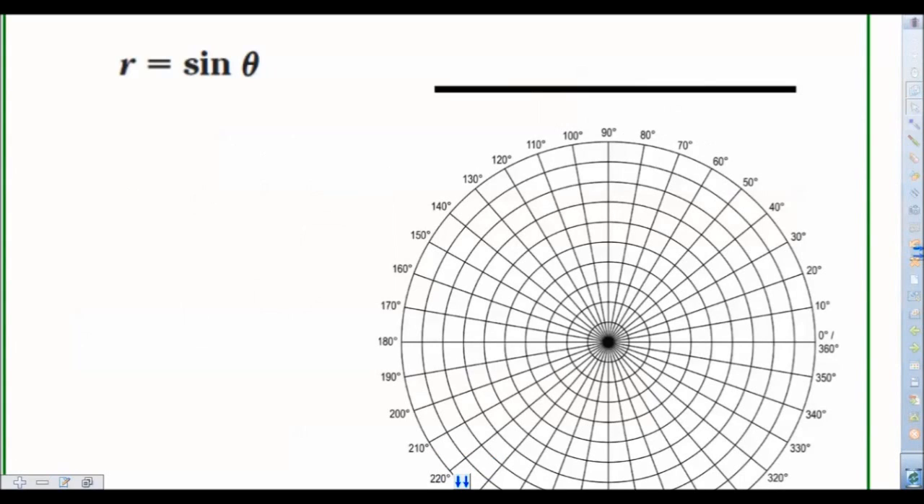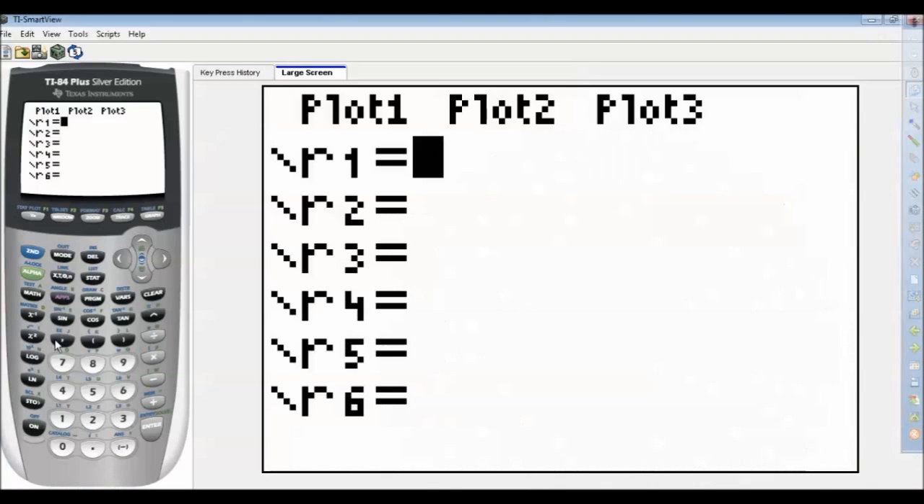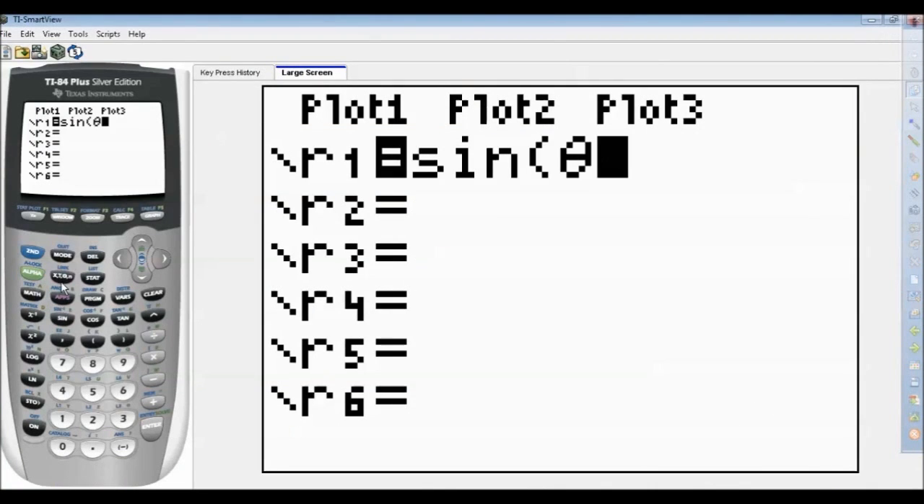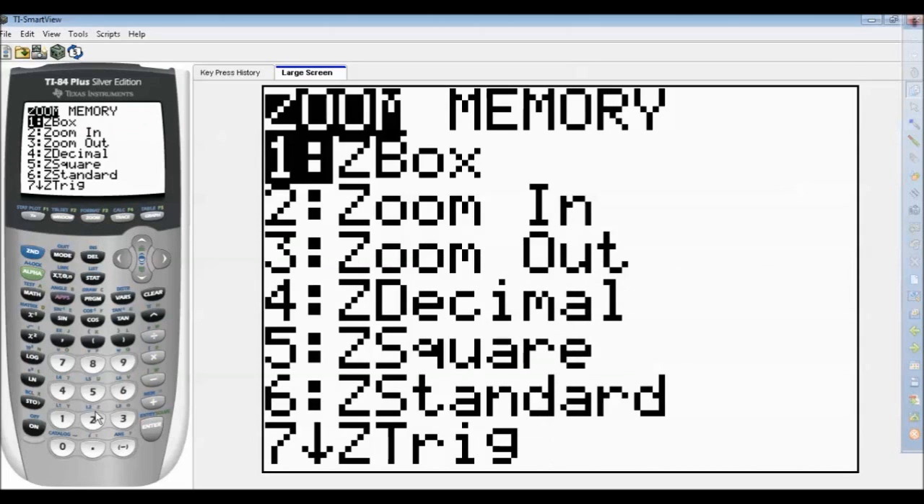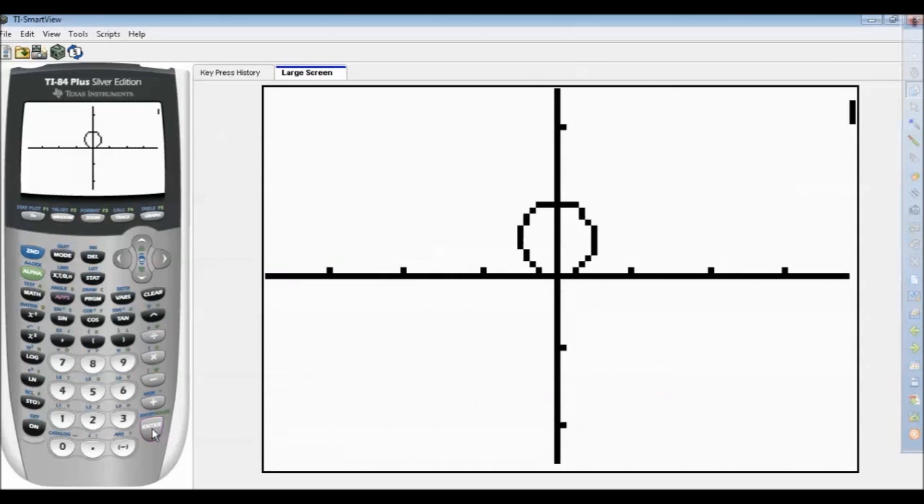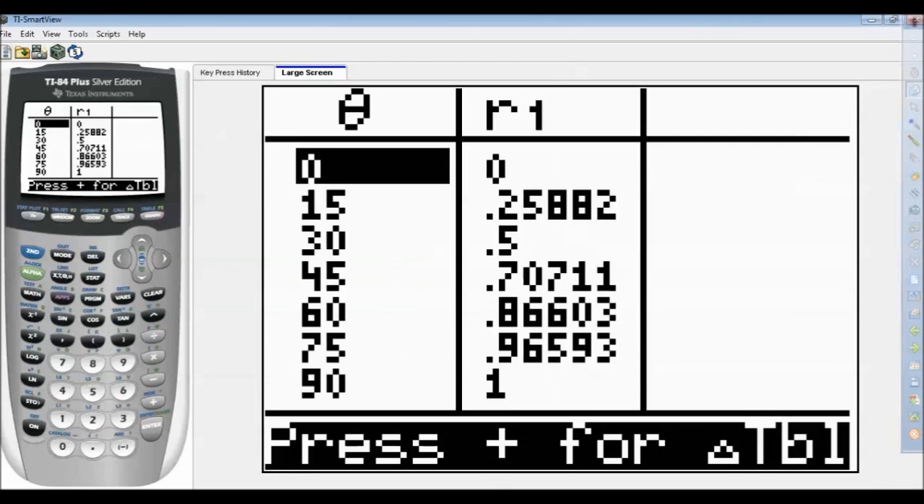Okay, so for this very, very basic graph, it just says r equals sine theta. Let's go ahead and type it in. Probably got to zoom in on that a little bit, shouldn't we? There we go, a nice looking circle there. So what do we do next with this? Let's go to the table of values. That's what you want to do next to get your points made here.